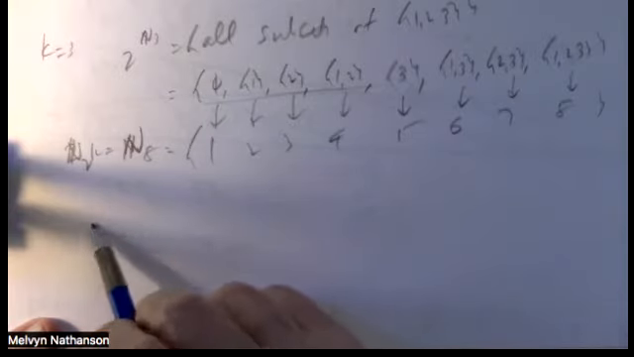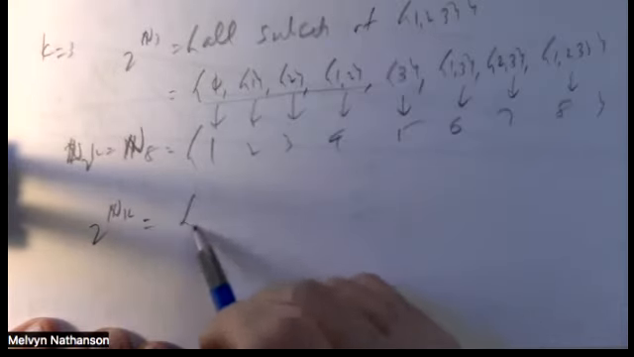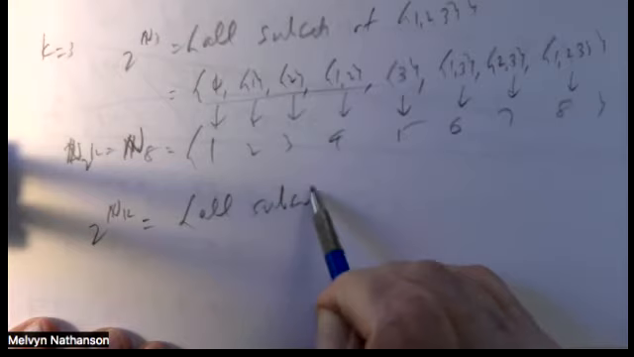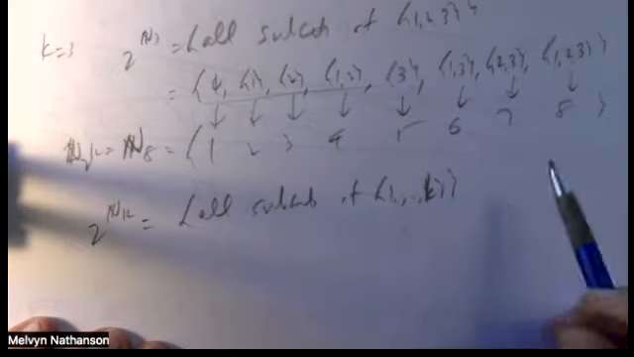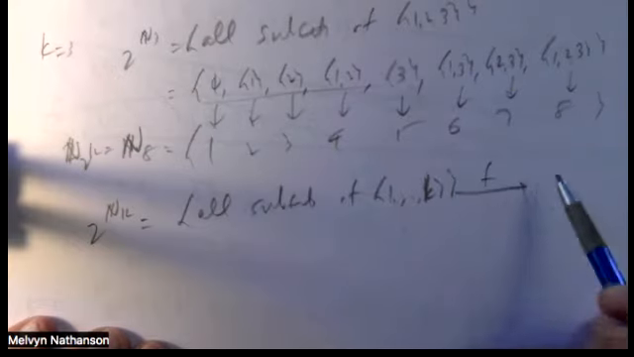So this is what is called proof by mathematical induction. Suppose we have 2 to the nk, so this is all subsets of 1 to k. And there's some function f that sends this to the set 1, 2, up to 2 to the k. So suppose we have this for some k. And now, what about k plus 1?